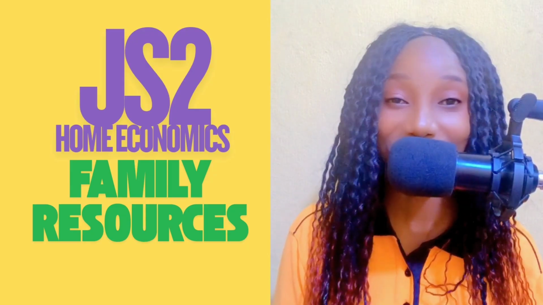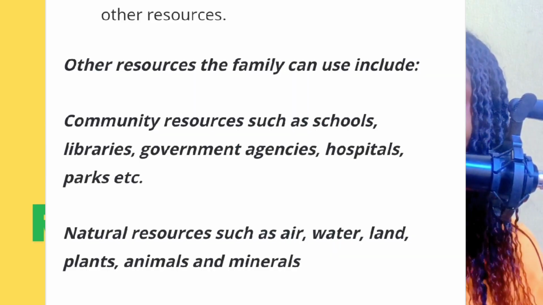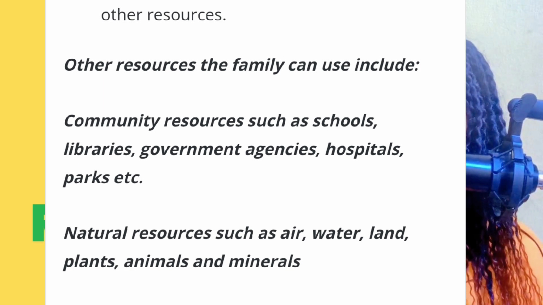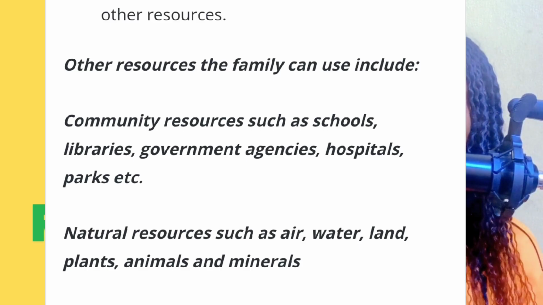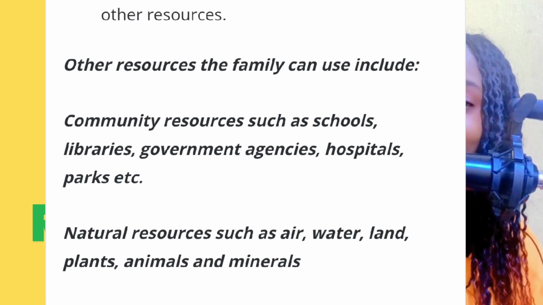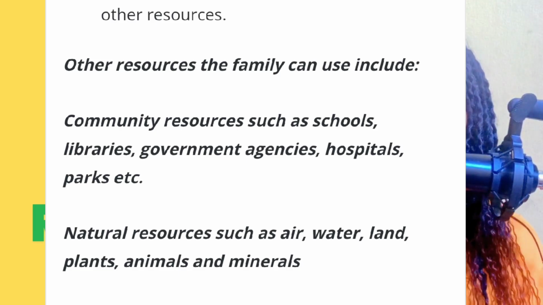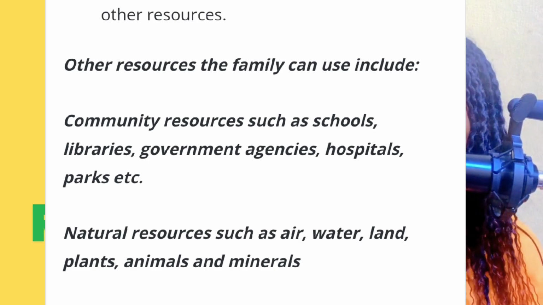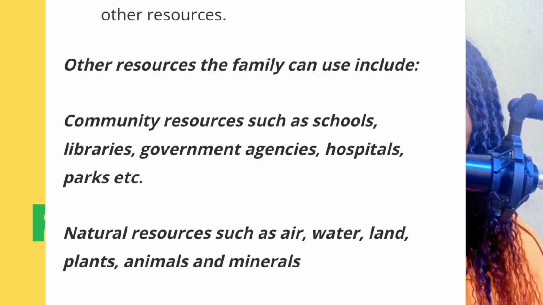Then we have community resources. These are resources that are available and can be used by every member of the community. Examples of community resources are schools, hospitals, churches, markets, mosques, and so on.